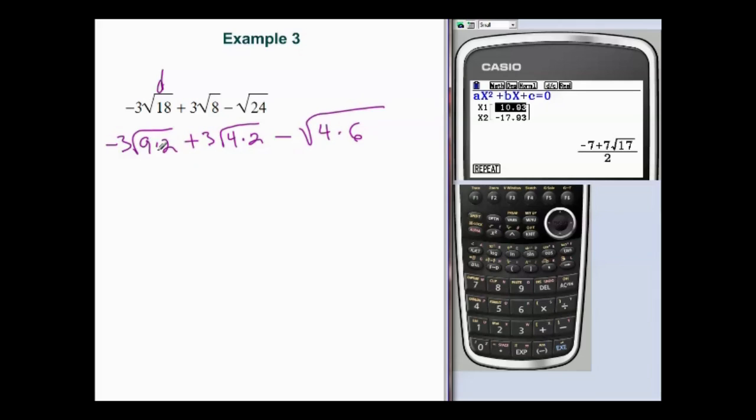All right. So, square root of 9 is 3. That comes flying out. Smacks right into this negative 3. So I got a negative 9. Negative 9 radical 2.